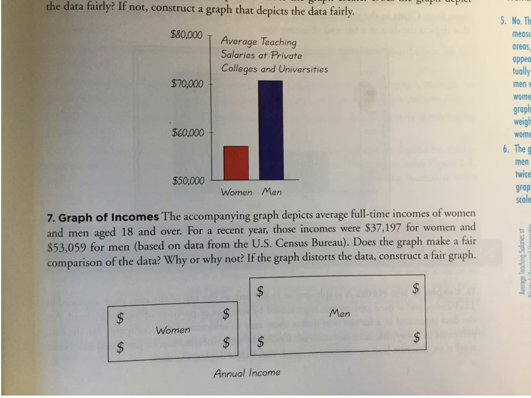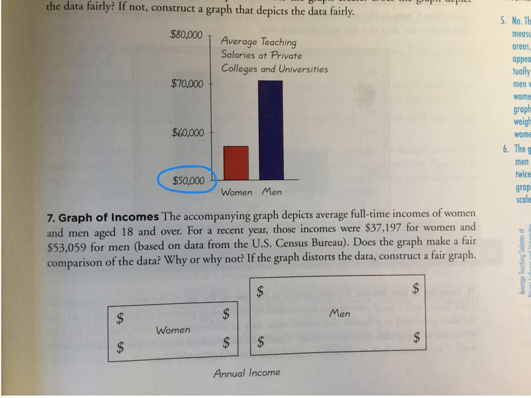So the impression I get here is that men make a lot more than women. It looks like more than twice as much because the blue bar on the right is more than twice as tall as the red bar on the left. However, this is not depicting the data fairly because one of the primary ways that people distort data, either knowingly or unknowingly, is by not zeroing the y-axis.